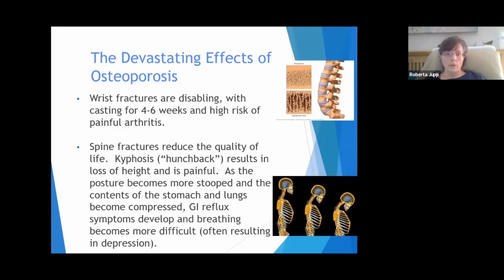So osteoporosis can be devastating. There's a lot of fractures of the wrist, and the person would have to wear a cast for 4 to 6 weeks, and then that sets them up for arthritis in the future. Kyphosis, which is the bones right here in the neck and the spine, they get weak and then they compress, and then the person has a hunch in their back, and as they hunch over more and more, that does not allow the proper function of the lungs and the gastrointestinal tract.